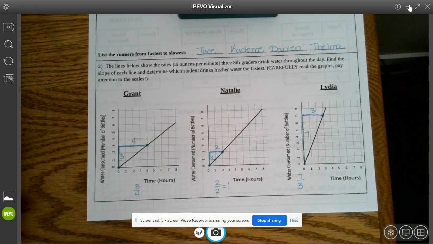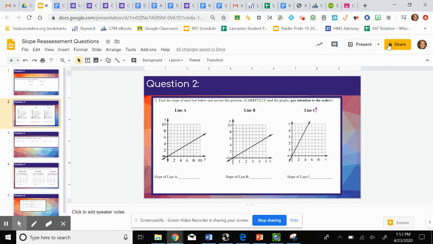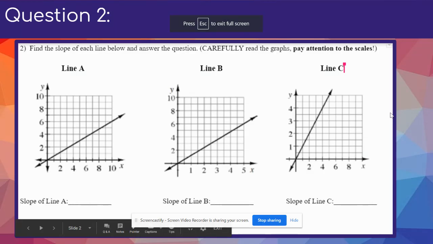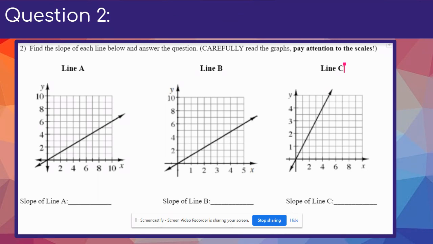the reassessment problem. So here we go. Question number 2 on the Chapter 7 reassessment. It says, find the slope of each line below and answer the question. It says, carefully read the graph, pay attention to the scale.